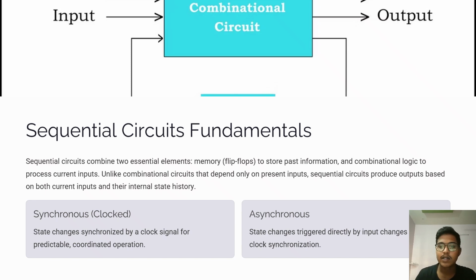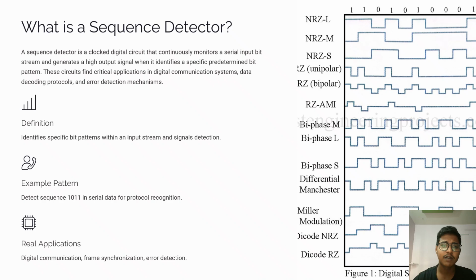Next, in another slide, we see what a sequential detector is. By the diagram we can see that a sequential detector is a sequential circuit that looks for a specific pattern of bits within a serial data stream. There are real applications of this sequential detector.